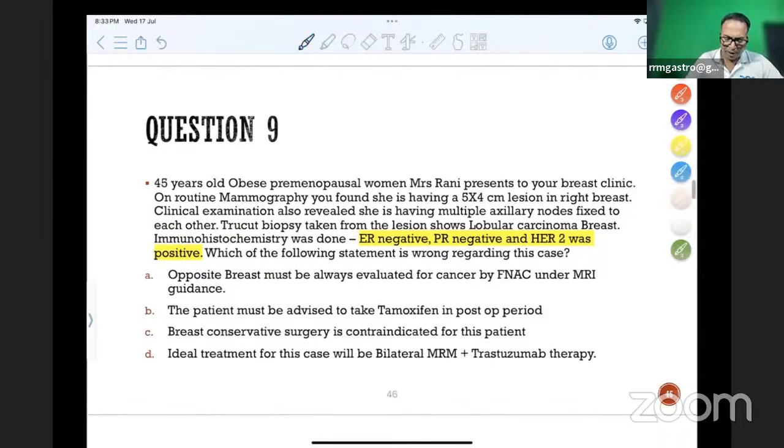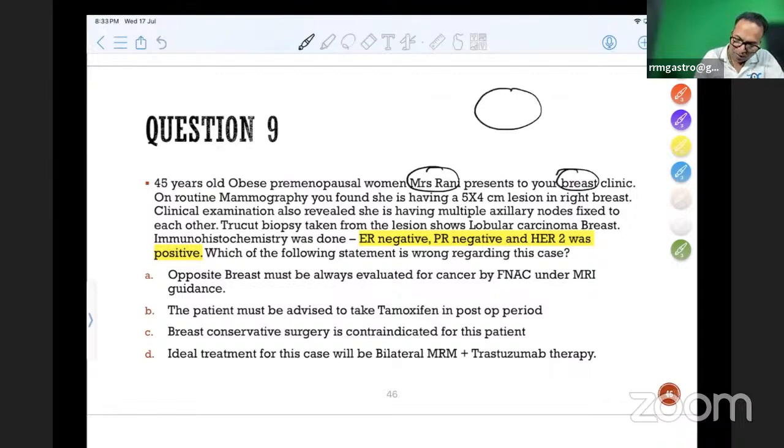So coming to question number 9, a 45 year old obese premenopausal woman, Mrs. Rani, presents to the breast clinic. On routine mammography, she is found to have a 5 into 4 centimeter lesion in the breast with multiple axillary nodes fixed to each other. So definitely this is staging you will be definitely reading.